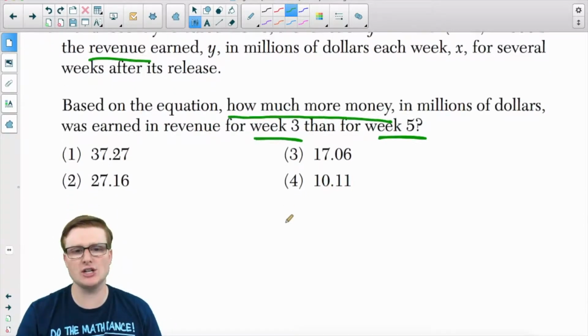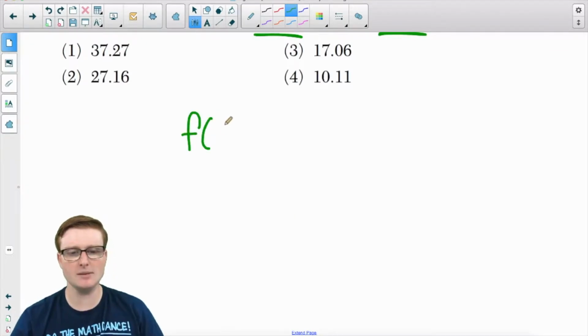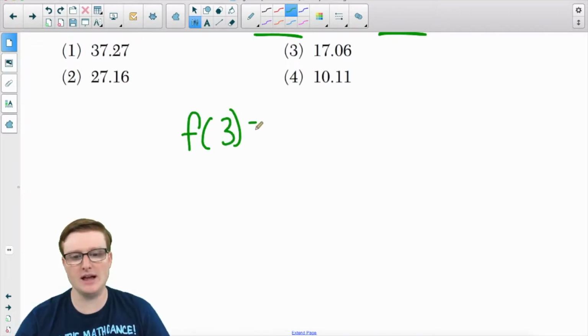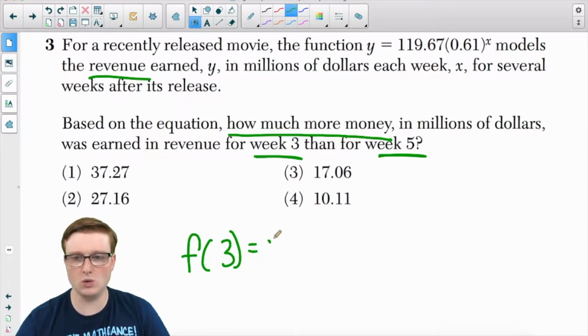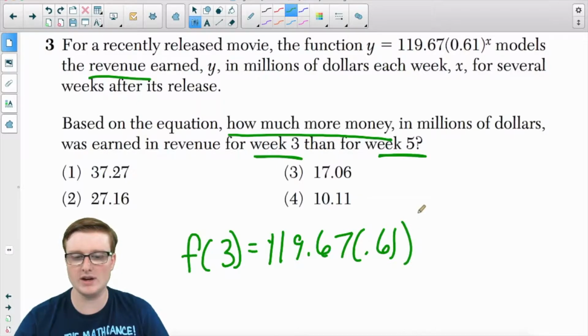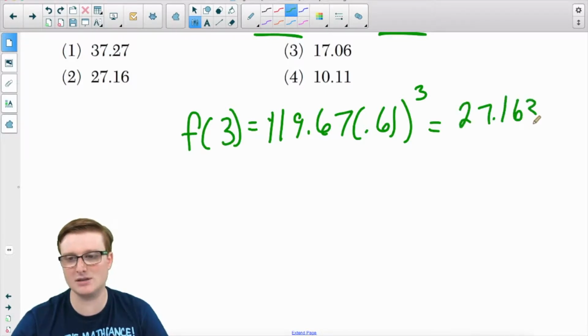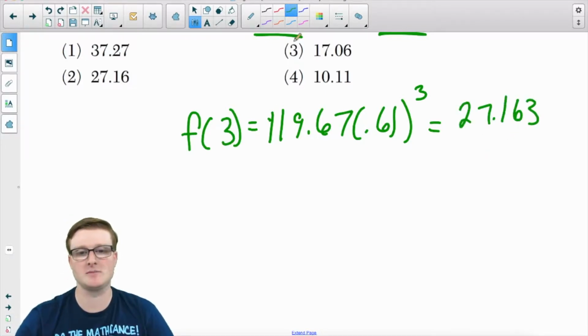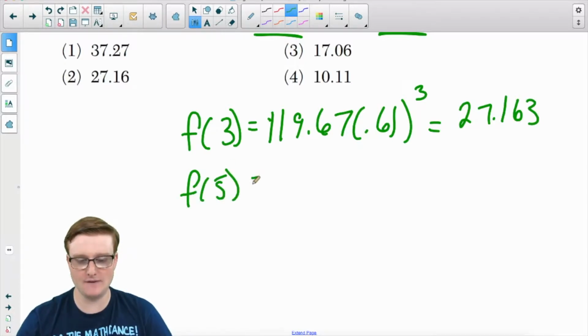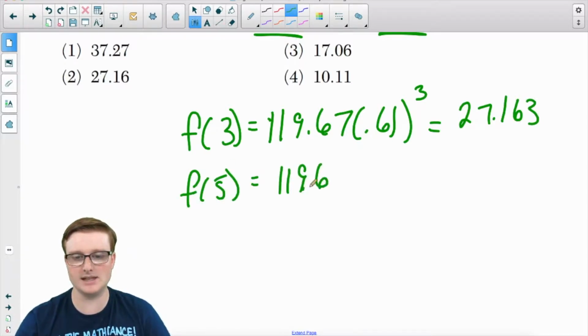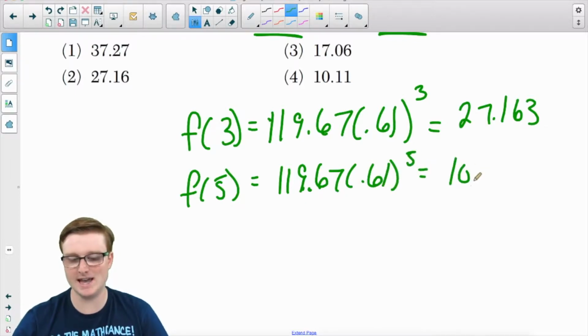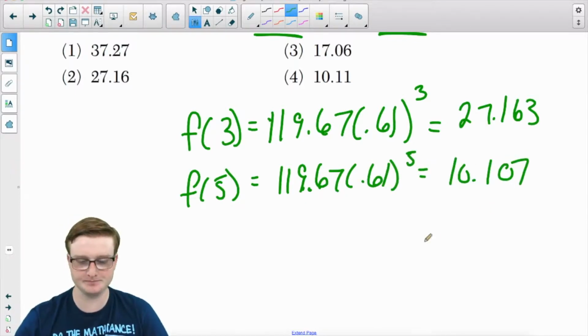So I'm going to call this function f. So I'm going to say, well, what is f of 3? Well, f of 3 is equal to 119.67 times 0.61 raised to the third power. When you plug this into your calculator, just take my word for it, you get $27.163 million. Now, if you plug in 5, you get f of 5 is equal to 119.67 times 0.61 raised to the 5th power, which is 10.107 million.